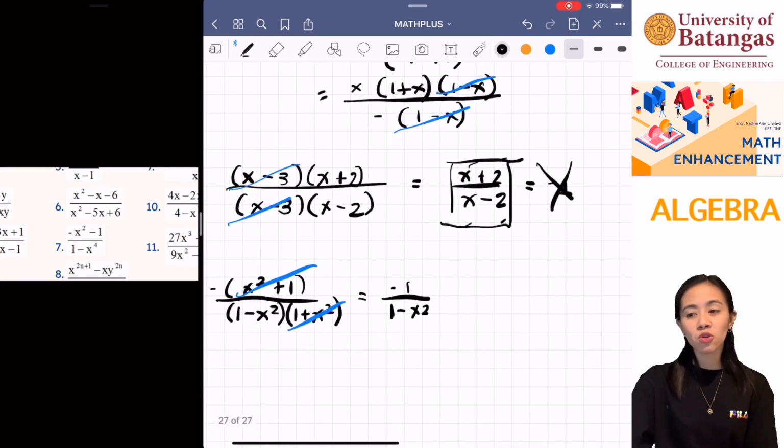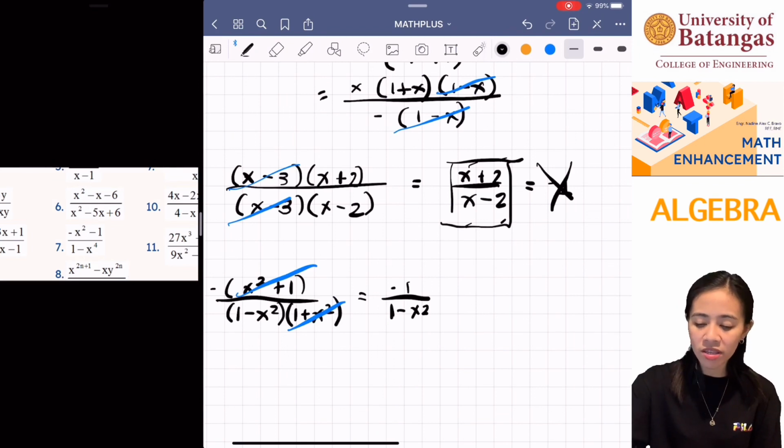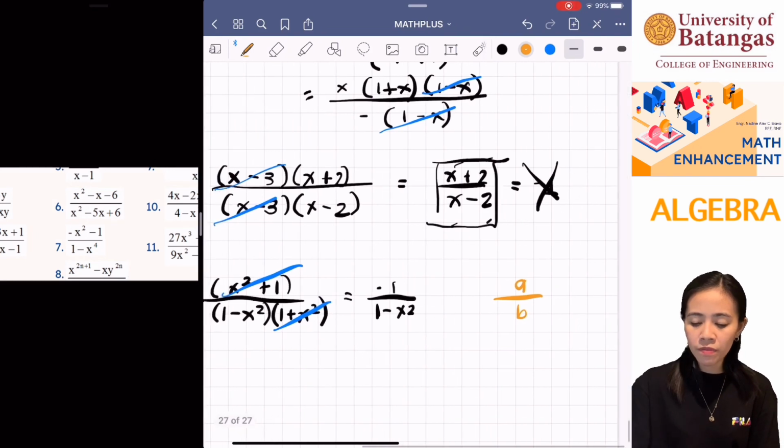Actually, ang fraction po, meron siyang tatlong sign. Ano nga? Your fractions will have signs in the numerator. So, let's say you have a over b. Okay?